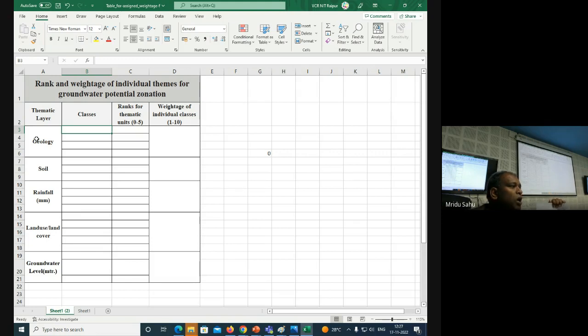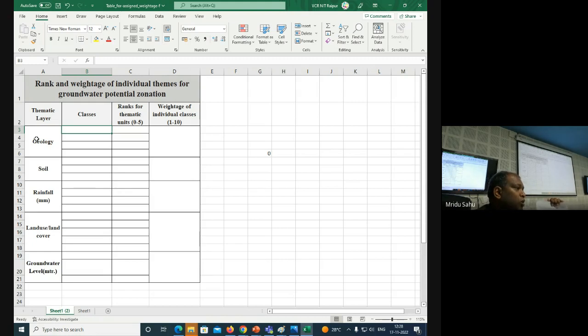Am I clear? So now tell me, like granite is there. In the case of granite, on a 1 to 5 scale, where do you keep it? Anyone from this side? 1. Why not 5? It means there is relative scope, weathered zones or fractured joints are there, so we have scope to get groundwater. But why are we not giving 5? Monica, why are we not giving 5? Because it is not an aquifer.